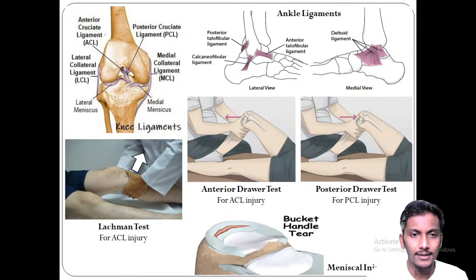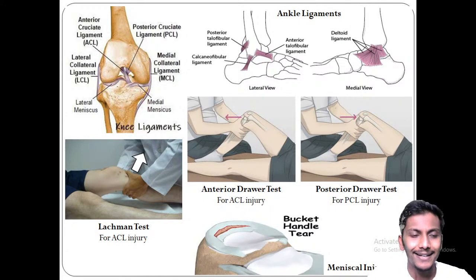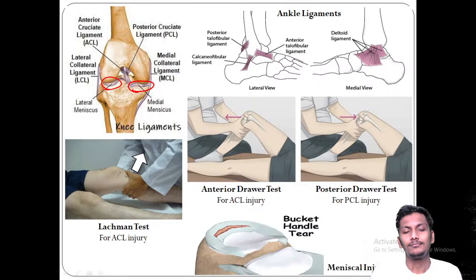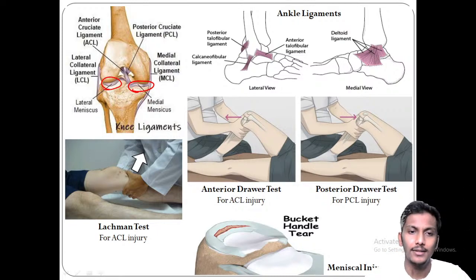Before that, just see, this is your knee ligament anatomy. This is your anterior cruciate ligament, which comes from the posterior aspect and gets inserted on the medial condyle of your tibia. This is your posterior cruciate ligament, which goes posteriorly from the medial part of your femur to your lateral condyle of the tibia. These are your medial collateral and lateral collateral ligaments, and these are your menisci. Menisci just prevent friction between these joints, medial meniscus and lateral meniscus.